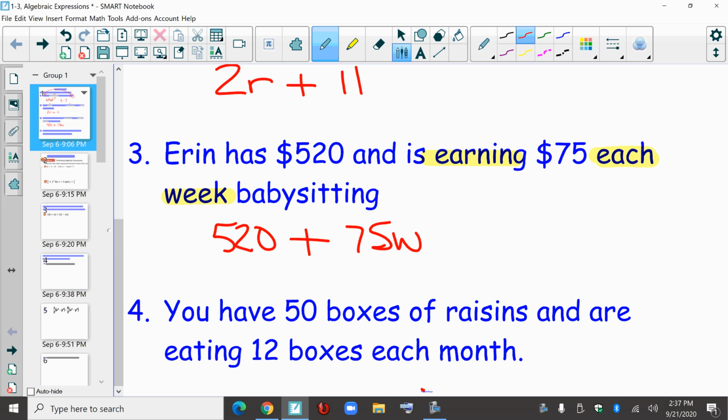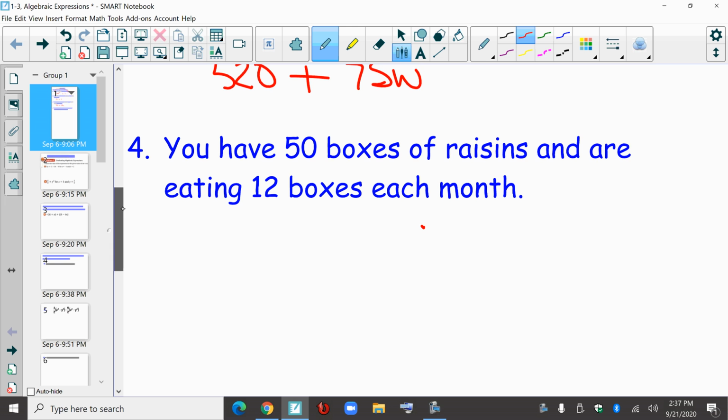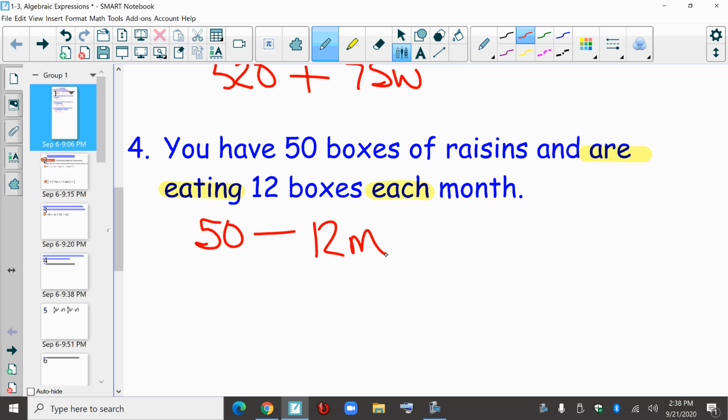Number 4 example. You have 50 boxes of raisins. It's a lot of boxes of raisins. And are eating. So if you're eating them, are you adding to the pile or are you taking away from the pile? And the answer to that is you're taking away, so you are subtracting. 12 boxes each. Each means multiplication, so 12m for months. Okay?